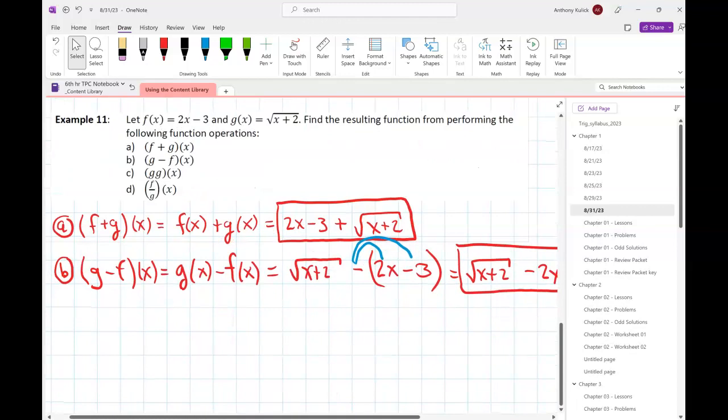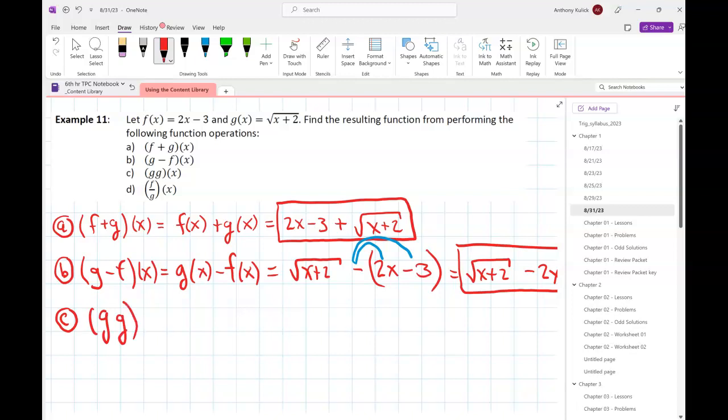Okay, let's do C. This is g times g of x. Well, my definition from above says I can just do g of x times g of x. And I know from my definition that g of x is square root of x plus 2. Now, can I simplify square root of x plus 2 times the square root of x plus 2? Okay, how would I do that? Great, why?